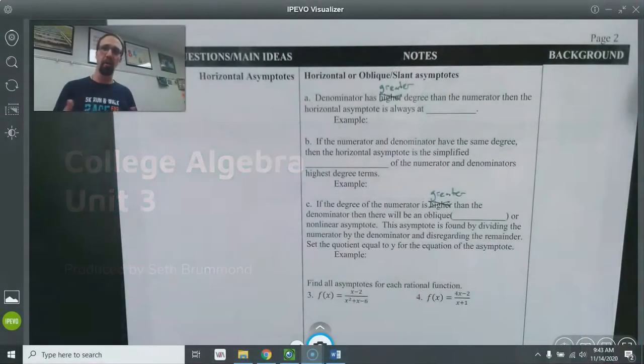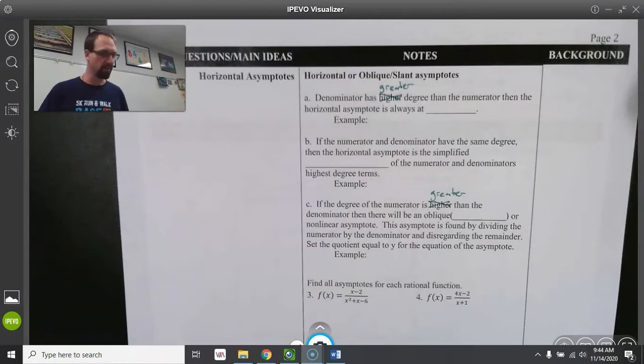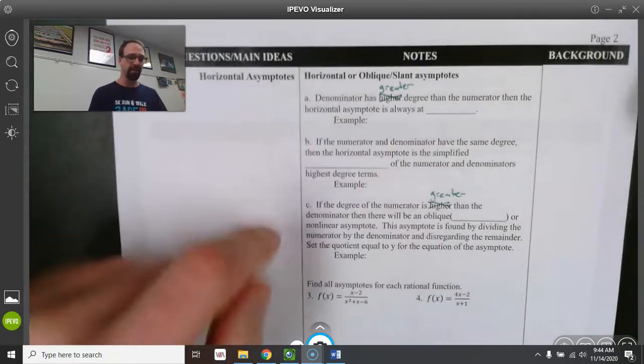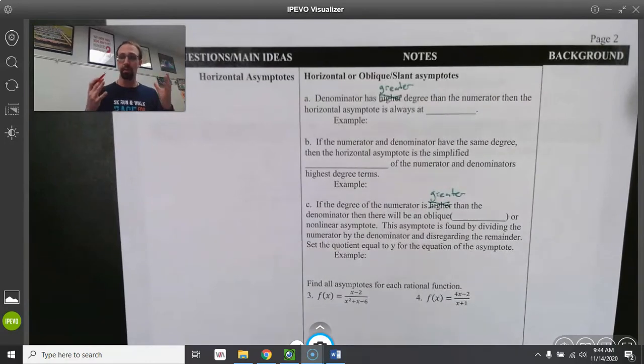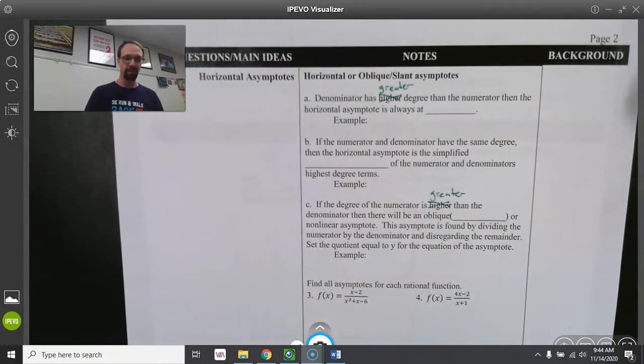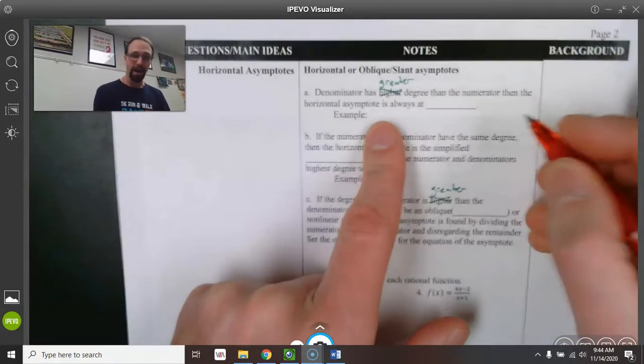Now we're going to jump into horizontal, oblique, and slant asymptotes. In this case, we have different scenarios. When you have a horizontal asymptote, you have one of three scenarios. It's always one of these three, so it will always fit one of these scenarios. If the denominator has a greater degree than the numerator, then the horizontal asymptote is always at y equals 0.